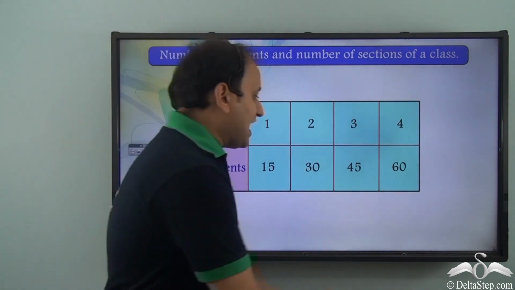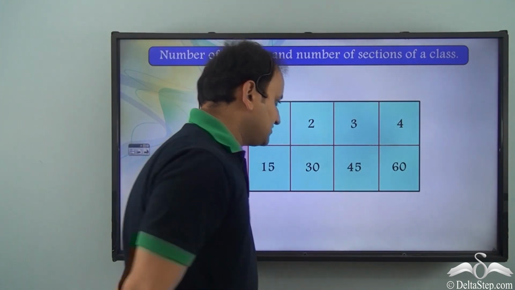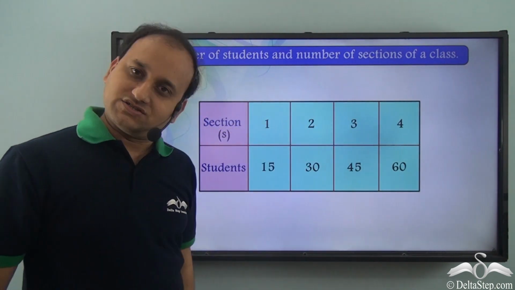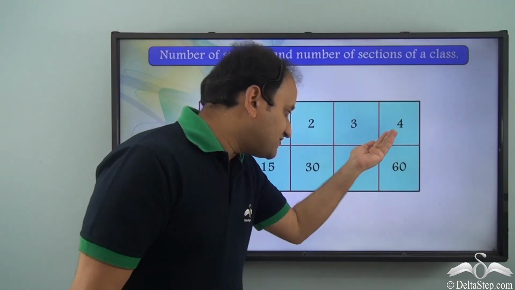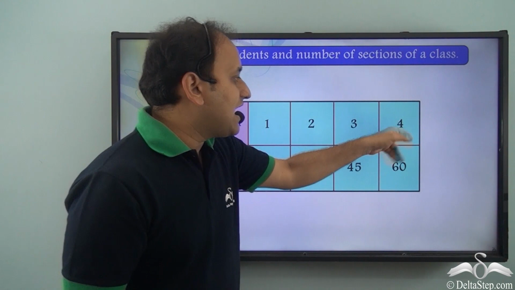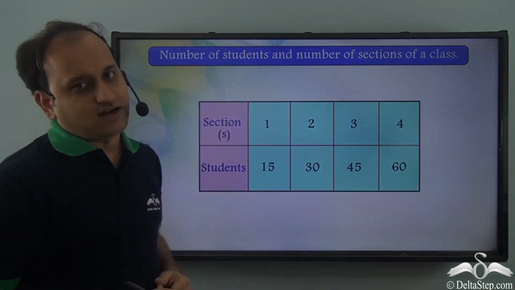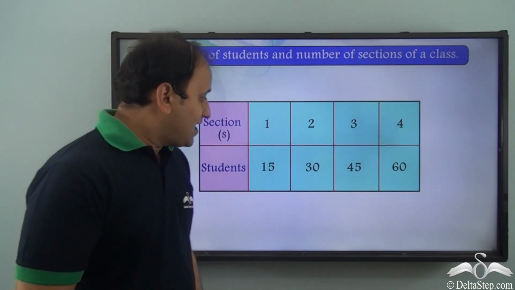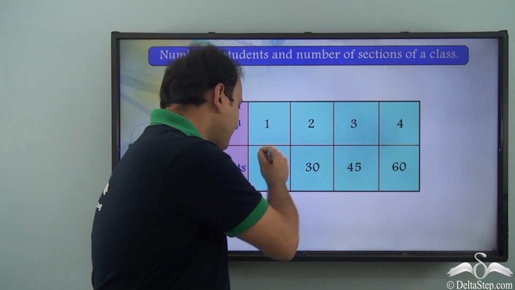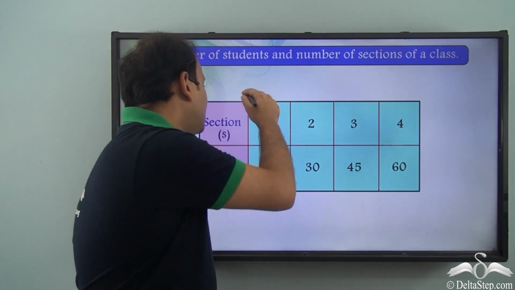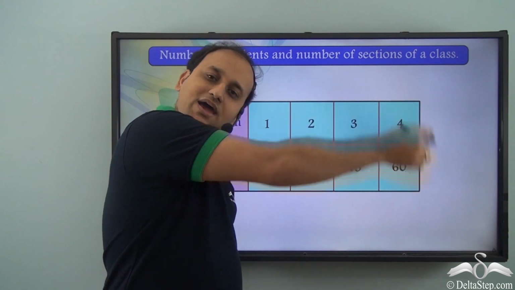Now, if we have 45 students, then we have 3 sections of that class. And if we have 60 students in a class, then we have 4 sections of that class. So what is happening here? As the number of students increases, the number of sections also increases.